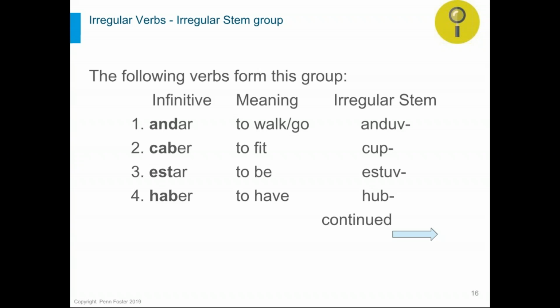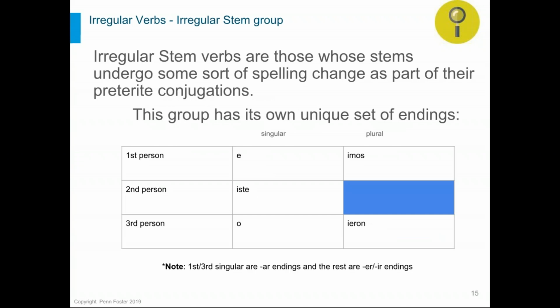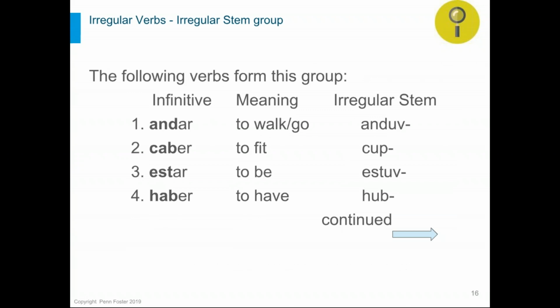So I'm just going to take a step back for a moment. After I discuss this quickly, think about that stem, anduv. If you were to say that I walked somewhere, you would use that E ending, anduve. And imagine the rest of those endings being added to this stem. You walked, anduviste. He or she walked, anduvo. We walked, anduvimos. And they walked, anduvieron. Okay, that one set of endings from the slide I just switched back from is used for all 11 of the verbs within this group. We'll see the remaining 7 on the next slide.